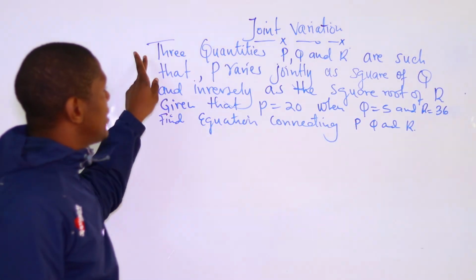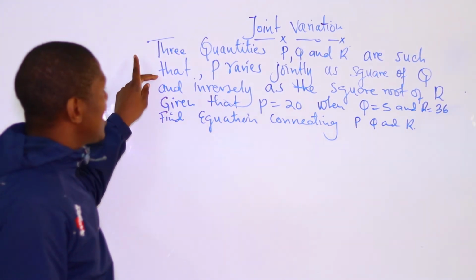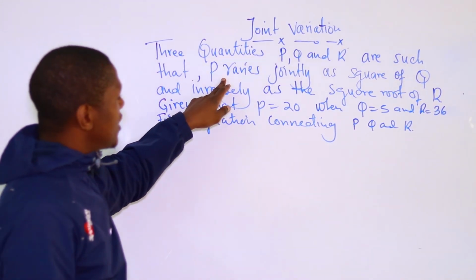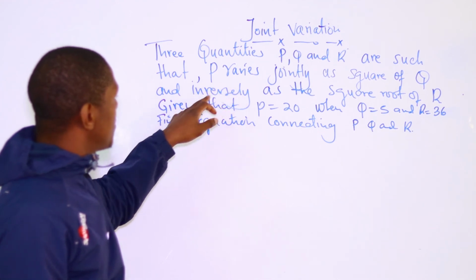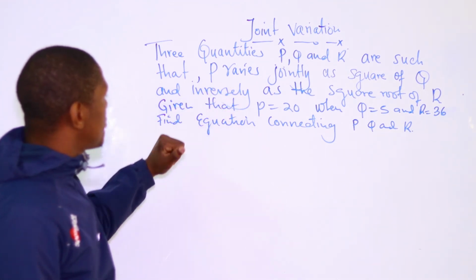On to the next example. It reads, three quantities P, Q, and R are such that P varies jointly as the square of Q and inversely as the square root of R.